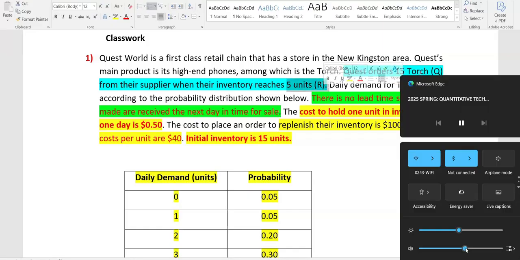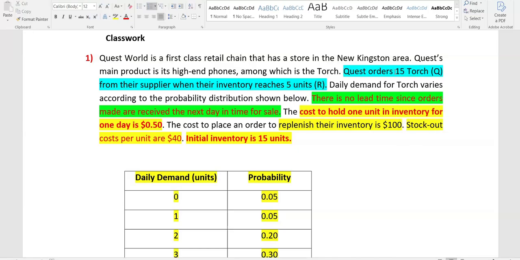What do you think the 15 represents? EOQ. Reorder quantity. Reorder point. Q star. Not the reorder point, guys. 15 is the economic order quantity. Yes, 5 is the reorder point.